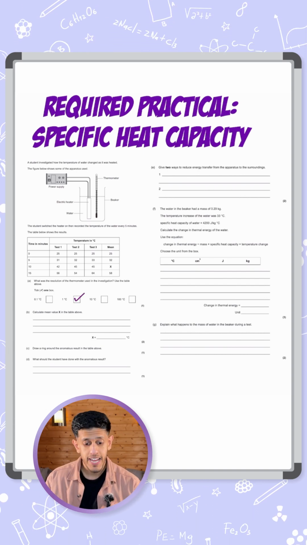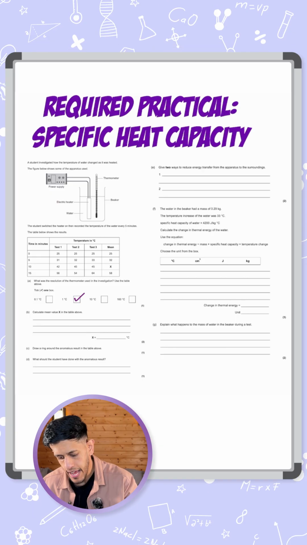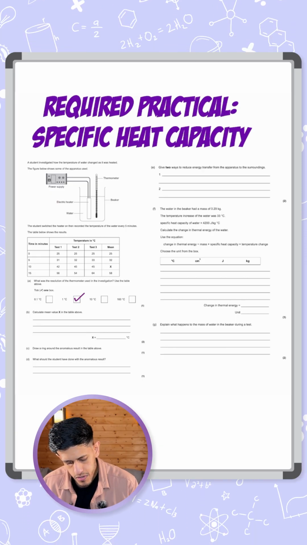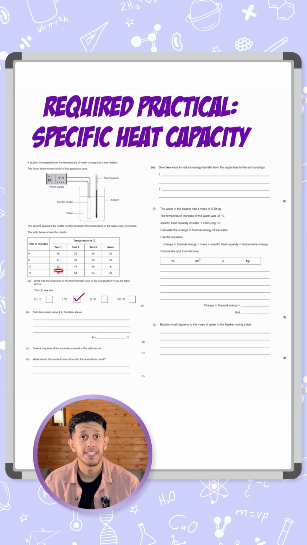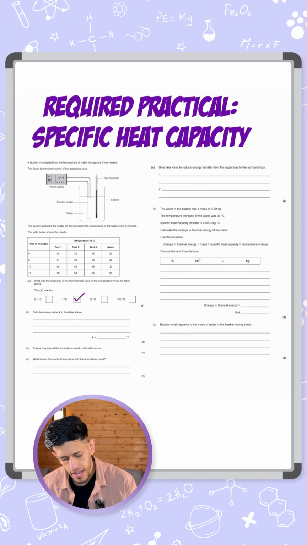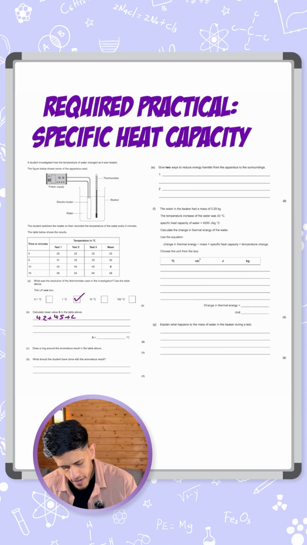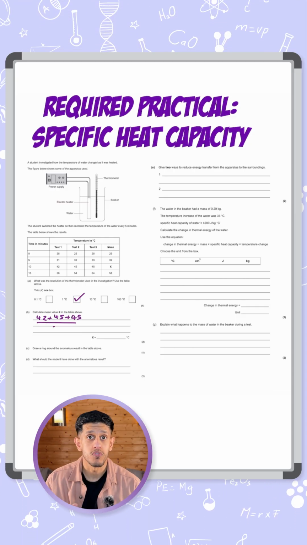Now the next question says calculate the mean value X in the table. So we can see this is the mean at 10 minutes during the experiment. We have 3 tests because they've repeated it 3 times, so we're going to take those results and calculate an average. In order to do that, you sum up the results, so that's 42 plus 45 plus 45, and then you divide that by the number of results, which is 3.